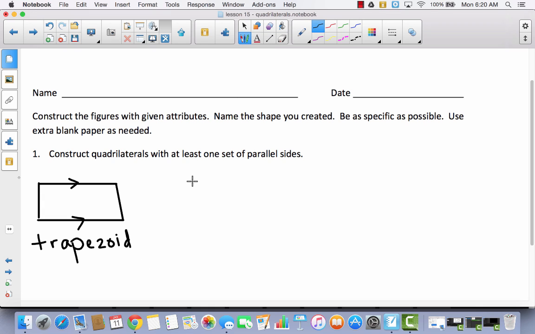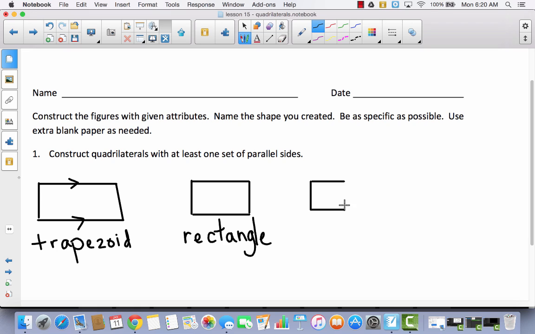What about this figure? What if this side is parallel and this side is parallel and it looks like this? You may know this figure as something besides a quadrilateral. What about a rectangle? It has two sets of parallel sides. So if you didn't already draw a rectangle, draw a rectangle. Okay? All right, what about this figure? What if it had four equal sides like this? What would you call this quadrilateral? You would call it a square.